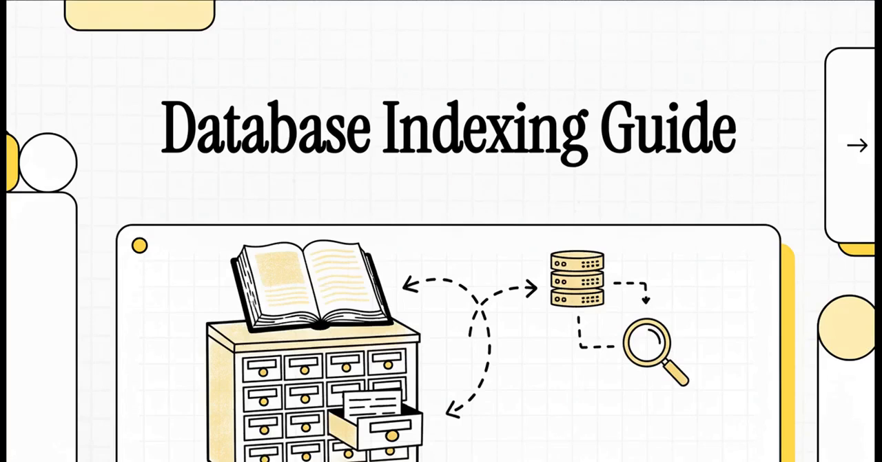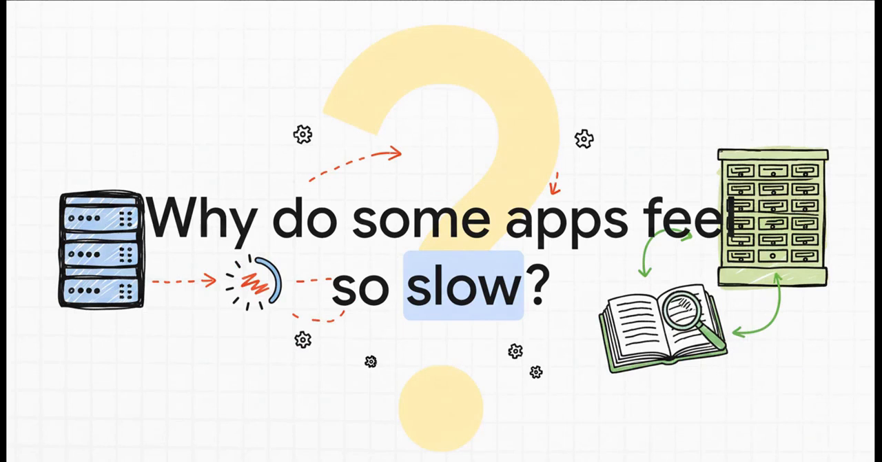All right, let's get right into it. We're going to be talking about a topic that could be the secret villain behind your app's slow performance, and that is database indexing. You know the feeling, right? You click something, you search for something, and then you wait.